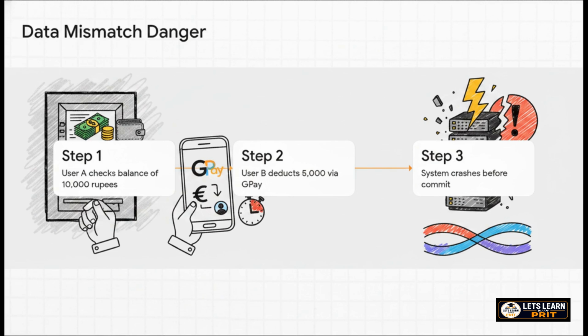Imagine step 1, user A checks their balance at an ATM. The database says they have 10,000 rupees. Okay, then exactly 1 millisecond later in step 2, user B deducts 5,000 rupees via GPay from that exact same account. But wait, before user B's transaction is fully saved, or in DBMS terms, before it's committed, step 3 happens, a massive system crash. Now, if user A's transaction somehow read that intermediate, unsaved data, we're looking at a huge data mismatch. Isolation levels dictate exactly how a database handles this kind of scary overlap.